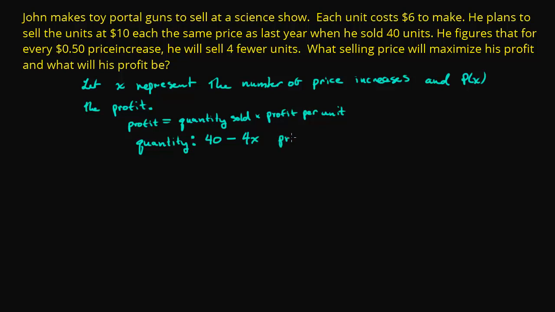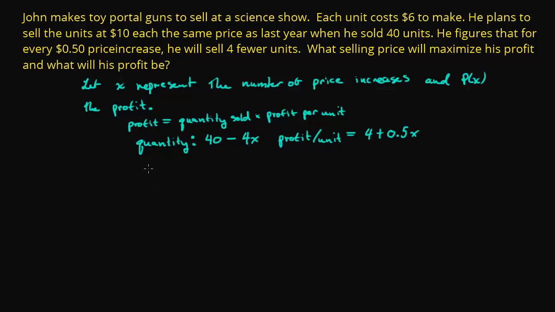Then we have our profit per unit. Last year he sold the units at $10 each, and for every increase in x, he's going to earn an additional 50 cents. Now you have to think about this. Is this profit? I've got $10 plus 50 cents for every price increase, but you have to factor in that each unit costs him $6 to make. So this actually isn't profit, this is the revenue per unit. We have to subtract $6 from the $10 that he charges for each unit, and we get $4 plus 0.5x.